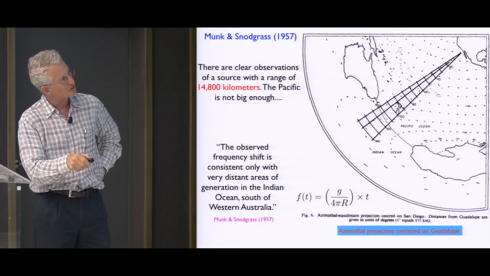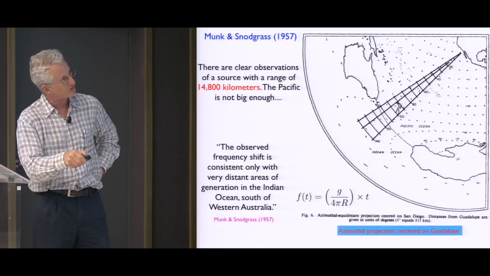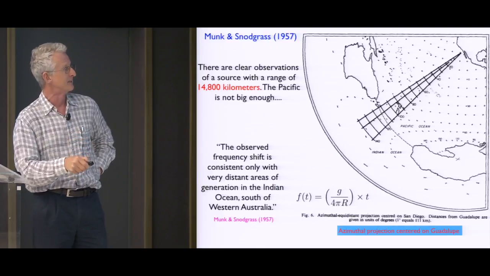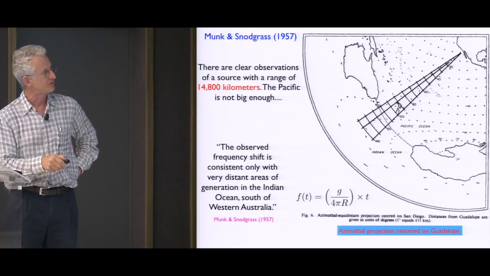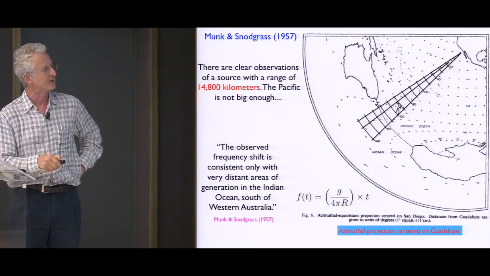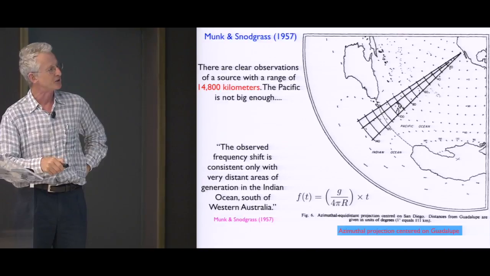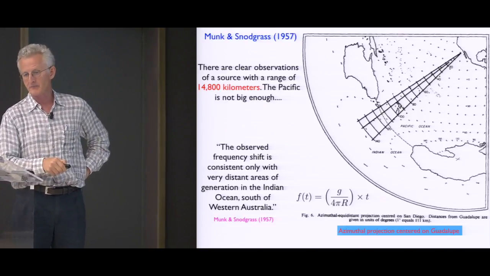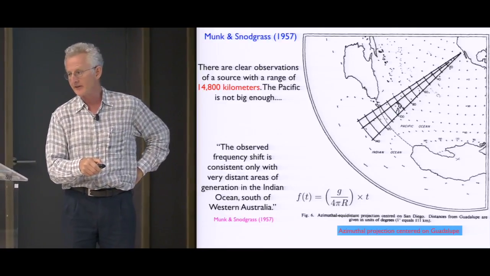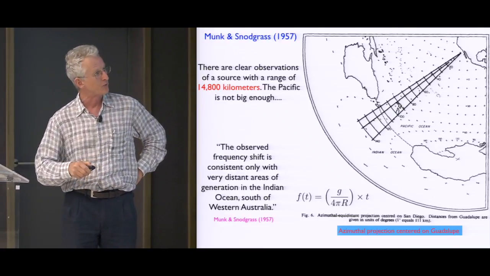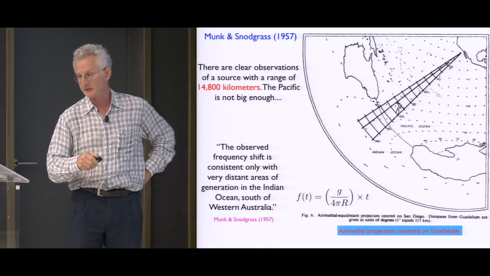It's not clear from this projection, but these points here actually correspond to points which are south of Western Australia. So according to Munk and Snodgrass, the observed frequency shift is consistent only with very distant areas of generation in the Indian Ocean south of Western Australia. So this was the first indication that waves which were generated in the southern hemisphere could propagate, say, one third of the circumference of the Earth and break on beaches in California.